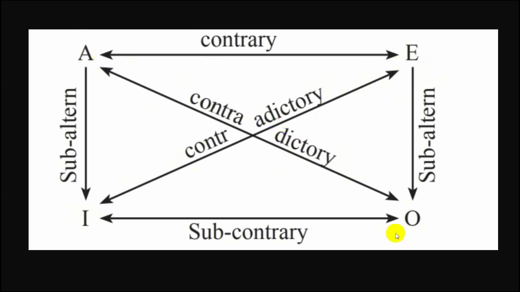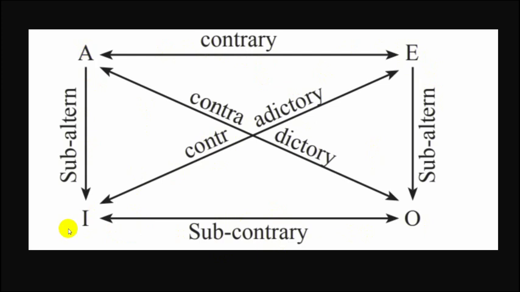So the opposite of A is O, the opposite of O is A, so they have a contradiction relation. Similarly, E and I also have a contradictory relation. A and E have a contrary relation, whereas I and O have a subcontrary relation. I'll explain each of them as we move forward.